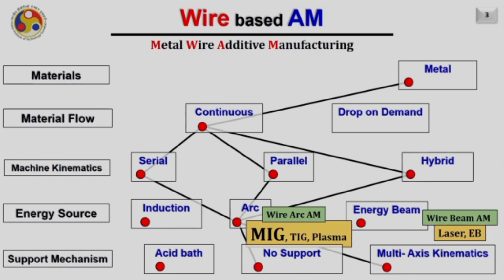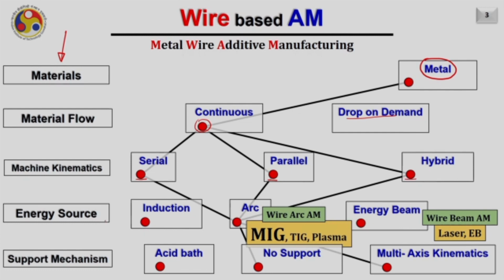So, if you recall our classification, we were discussing mainly now on the materials when the metal wires are used. If the metal wires are used and the deposition is happening continuously, not in the drops or the drop on demand, which we discussed earlier for the case of polymer developed by a system by Arberg. So, such cases are not really available for metal, and on the machine side it can be a serial kinematics, it can be parallel kinematics, or it can be a hybrid kinematics.